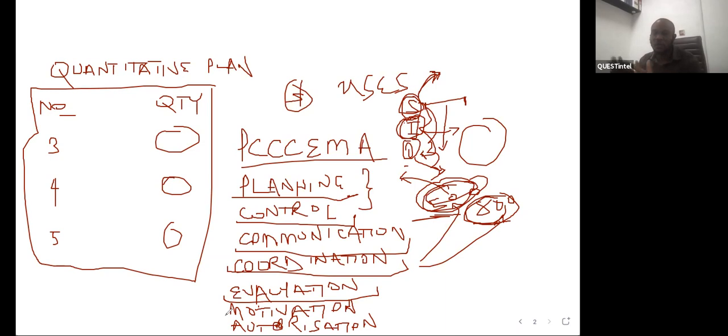Now, we'll also talk about the different approaches to budgeting and how this can have an impact on motivation. And then finally, authorization. A budget gives management the ability to decide how resources will be spent and who resources will be allocated to. So in terms of authorization, if it is not in the budget, then you know that it is not in the budget.